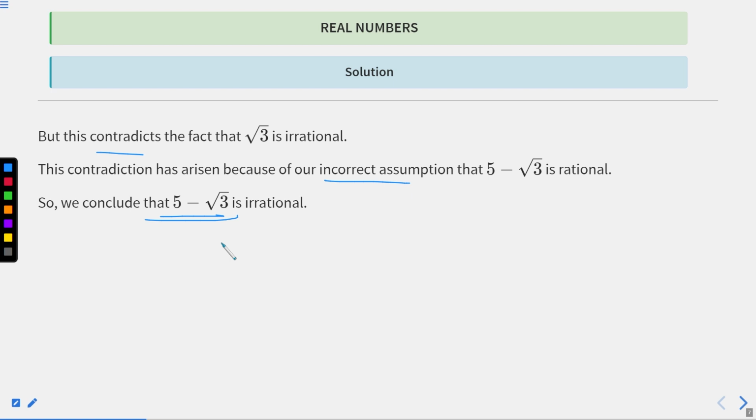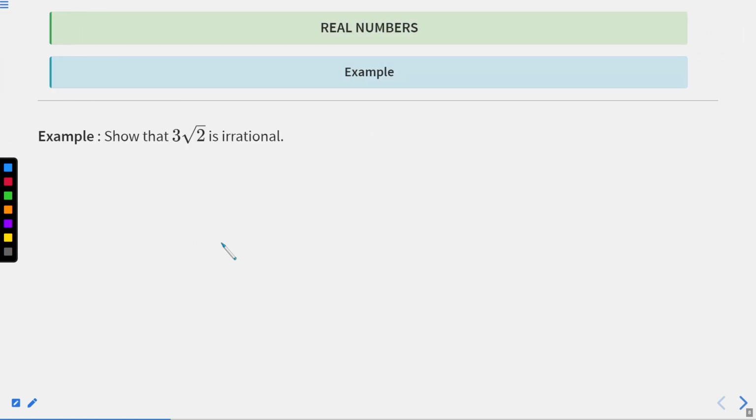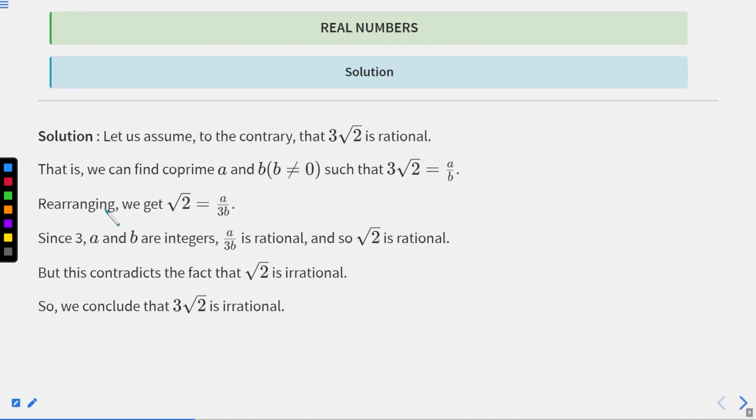Okay, so now let us move to the next example. In the next example, we have to show that 3 times root 2 is an irrational number. We also use the method of contradiction to prove this. Let us assume to the contrary that 3 times root 2 is a rational number.